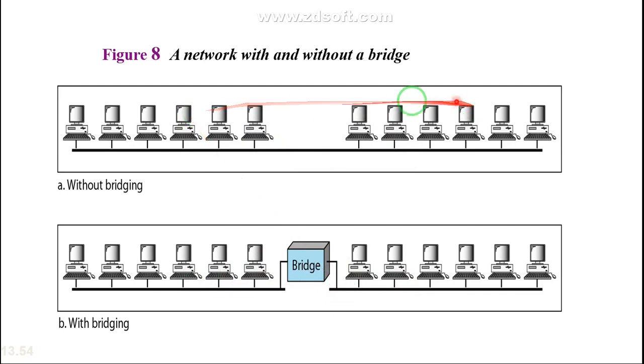So this network with 12 stations is divided into two networks with 6 stations each. You can see it on the screen. Now, each network has a capacity of 10 Mbps. So this 10 Mbps capacity is now going to be shared between 6 stations, basically 7, because the bridge is also included here, but not 12.